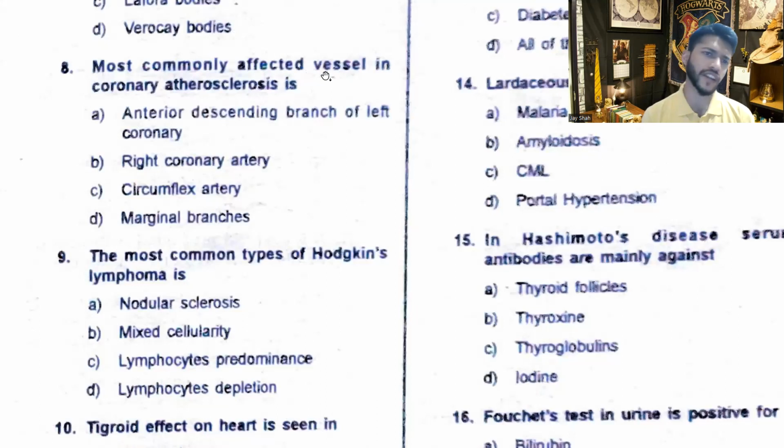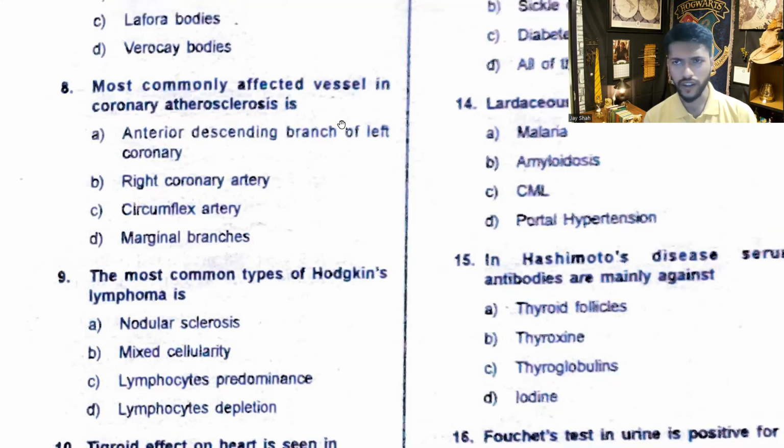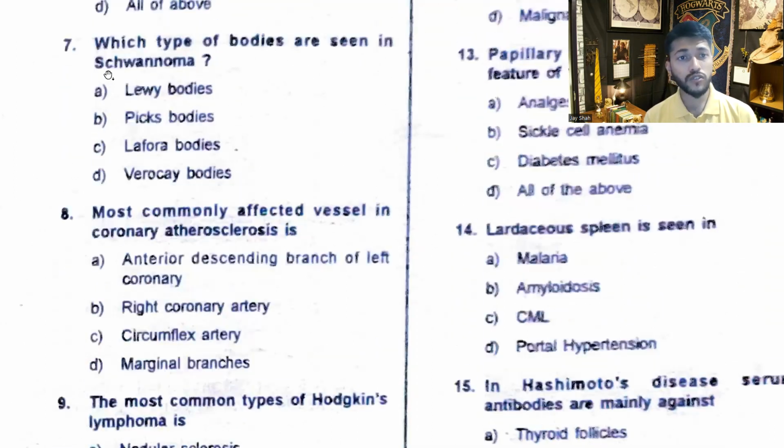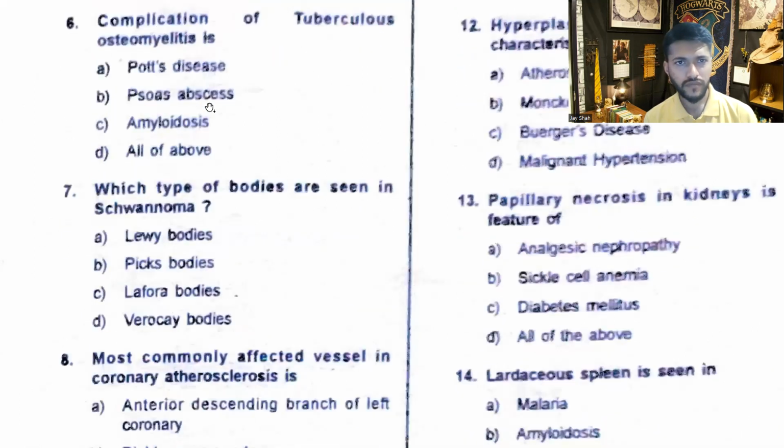Most commonly affected vessel in coronary atherosclerosis is the anterior descending branch of left coronary, basically left anterior descending. Schwannoma, Verocay bodies, without doubt. Lewy body seen in Parkinsonism. Pick bodies, I'm not sure if it's seen in Alzheimer's or somewhere, just confirm it.